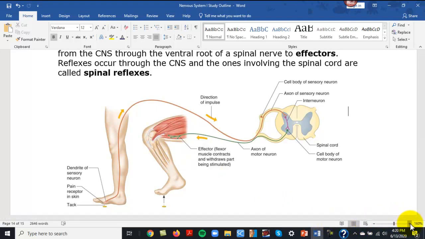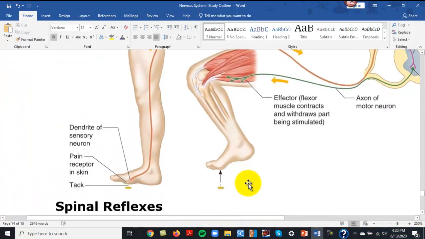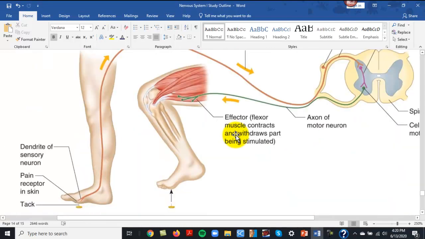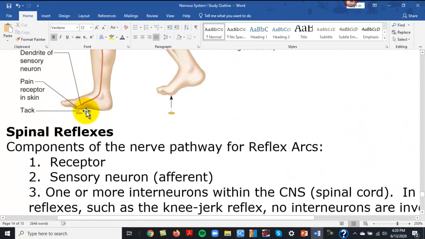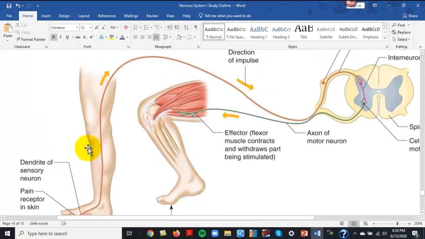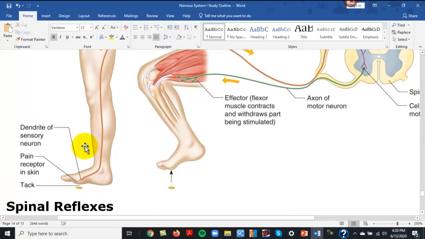But let me get bigger again here. All right, and I like that you can click on these diagrams on Blackboard and they get really big. But you can blow this up. So here's a person stepping on a tack, which is going to hurt. And right there it says pain receptor in skin. Remember, unipolar neurons have a receptor near a peripheral body part and they carry information into the brain or spinal cord. So here's the nerve.